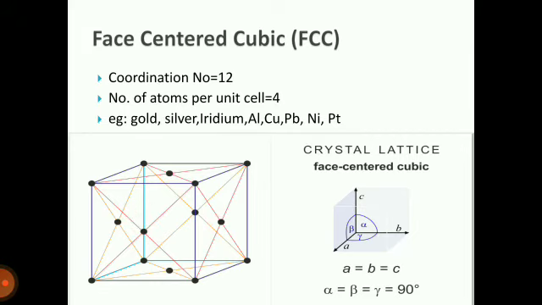So a cube has 6 faces. Okay, so along with the corner atoms, at the center of each face an atom is present. Coordination number in FCC crystal lattice is 12 and the number of atoms per unit cell in FCC structure is 4. Examples of FCC crystal system, that is gold, silver, iridium, aluminium, copper, lead, nickel and platinum.